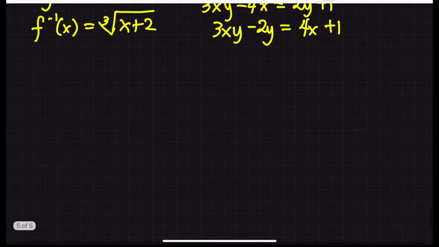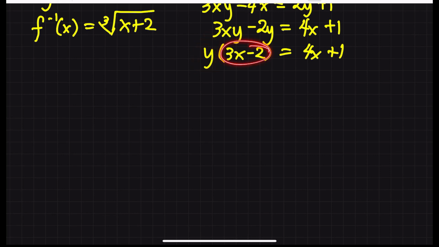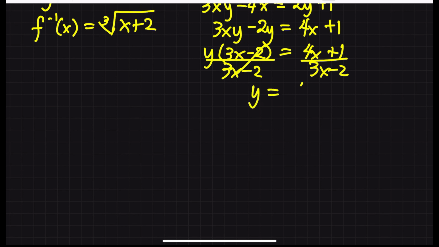So, pagkatapos niyan, i-factor natin ito. I-factor out natin yung y. So, ang common nila ay y times (3x minus 2), is equal to 4x plus 1. So, meron na tayong y dito. Para matanggal to, para y lang ang matira dito, divide both sides by 3x minus 2. 3x minus 2 sa kanan din. So, makakancel to. y is equal to (4x plus 1) over (3x minus 2).